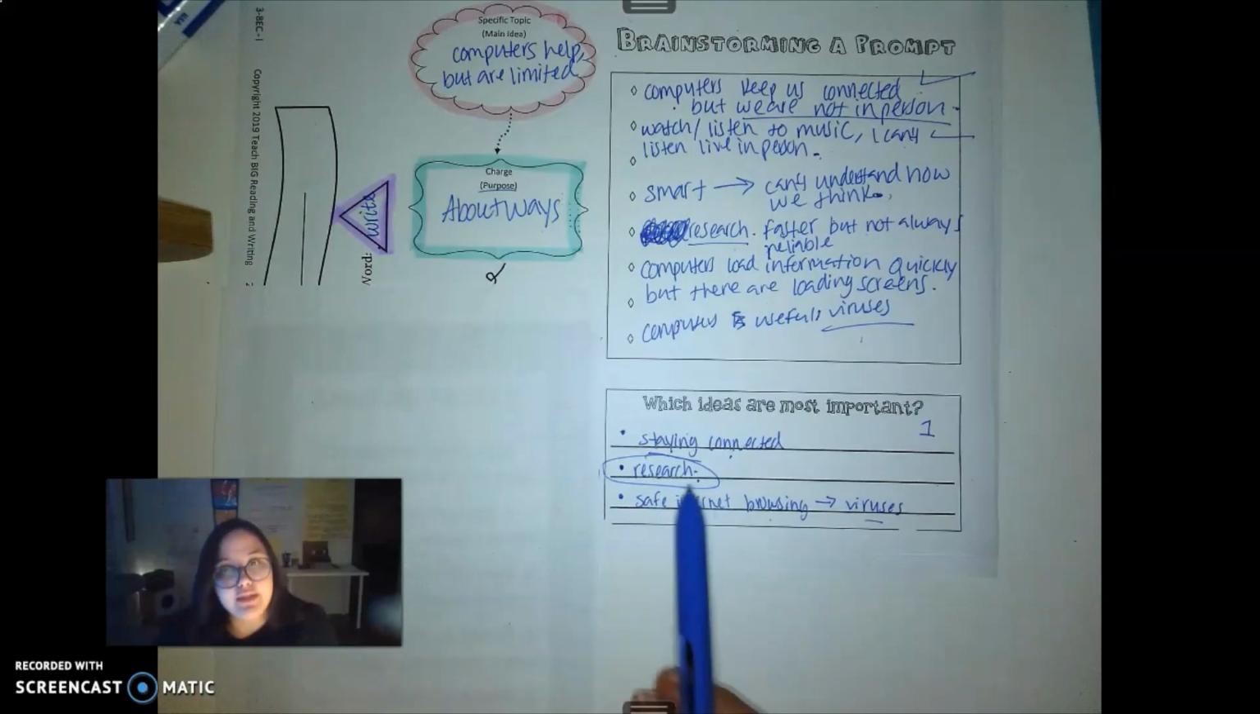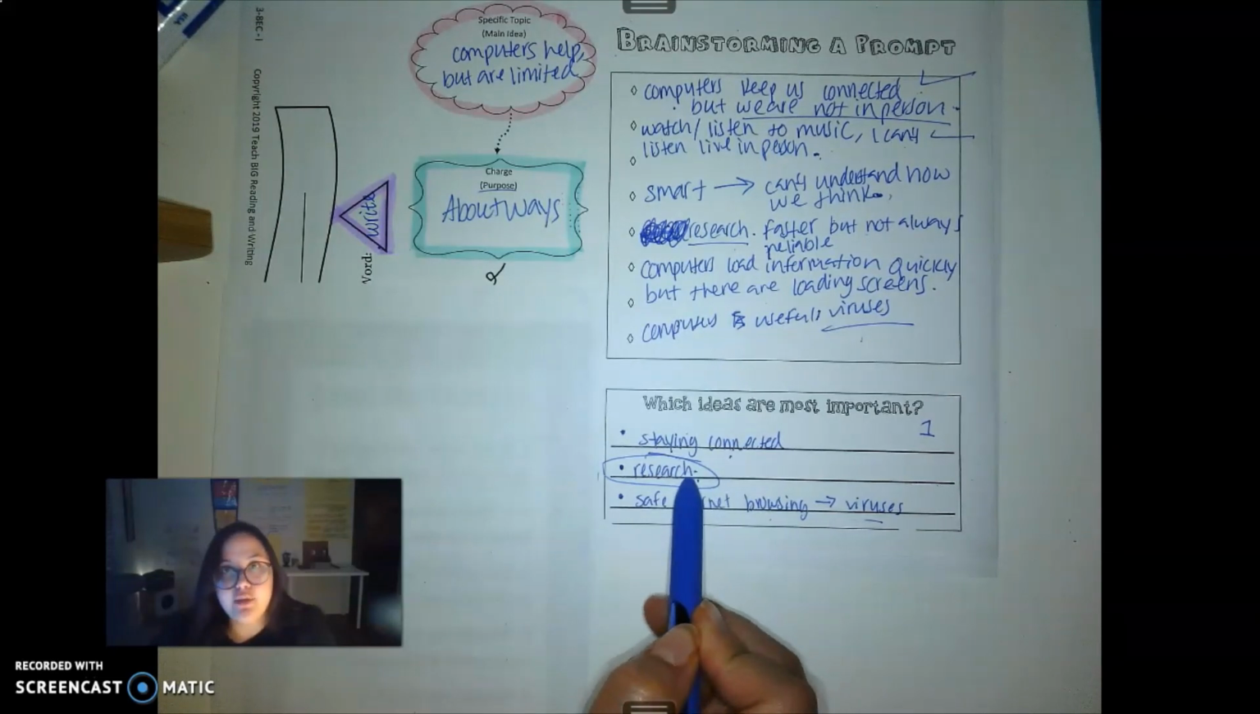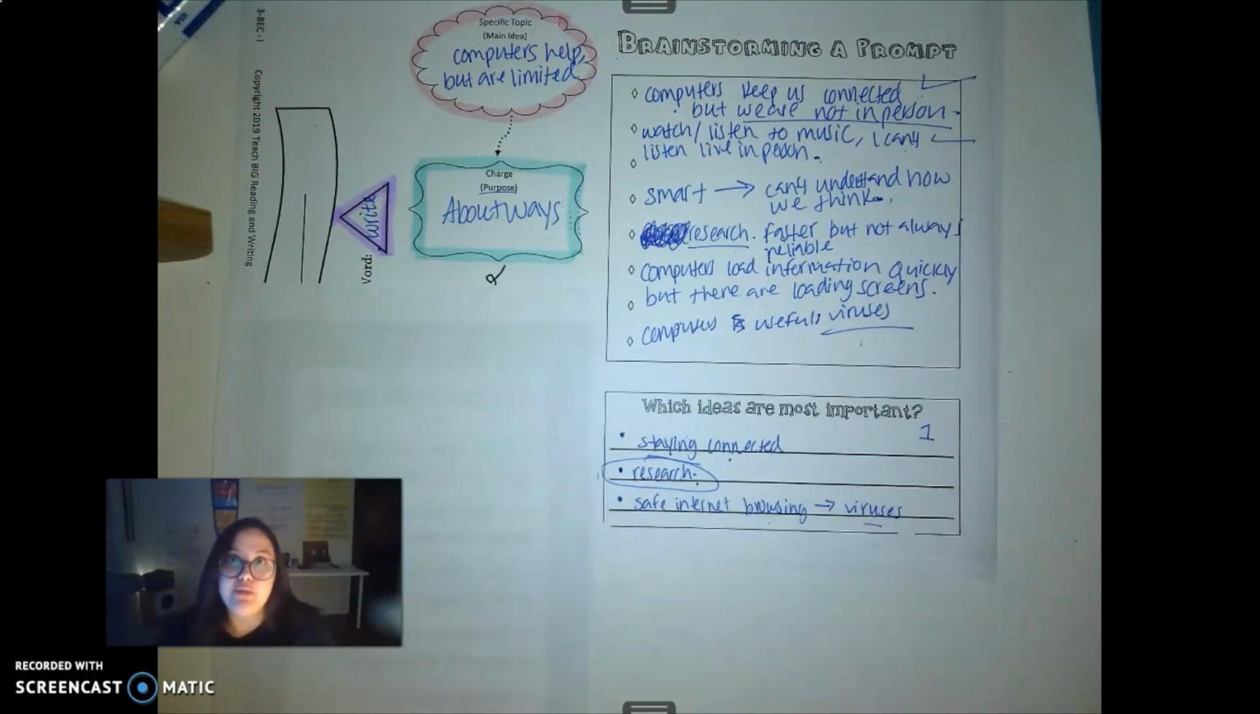And it's important for the research to be reliable and for the research to be true, because sometimes you can look for something on the internet and it's not always going to be true, or it's not always going to be backed up by facts. Okay, so you want to make sure that you're doing research and you're getting reliable results.